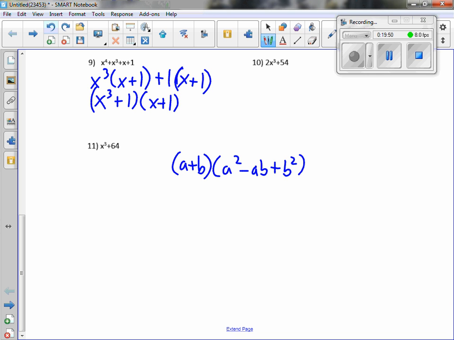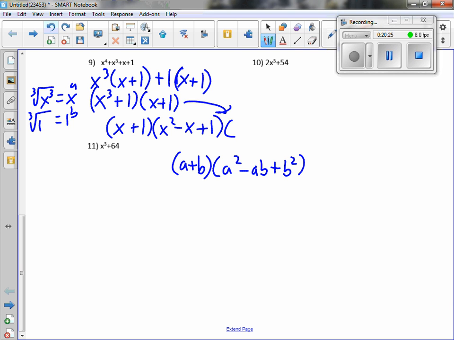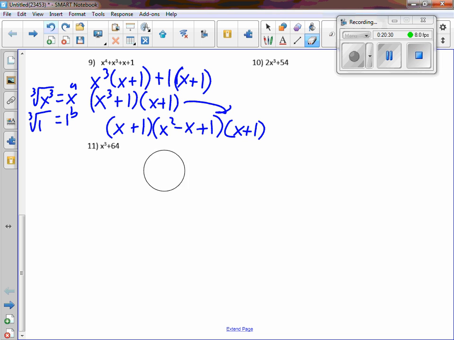So first we find a and b. We do that by taking the cube roots. Cube root of x to the third is x. Cube root of 1 is 1. So there's your a, there's your b. So when we plug it in, we get x plus 1, then x squared minus x times 1, or just x, plus b squared, so 1 squared is 1. And then bring down the other piece of parentheses that you haven't used yet. And so that is our fully factored form.